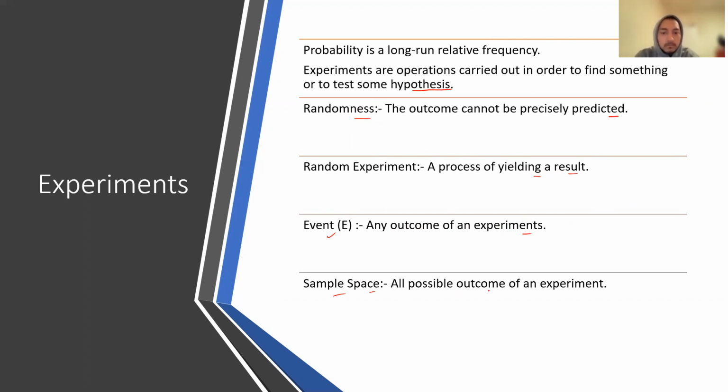And sample space is all possible outcomes of an experiment. For example, if we toss a coin, all possible outcomes will be either head or tail. If we throw a dice, the dice can show one, two, three, four, five, or six, because a dice has six faces, right? So these six outputs are our sample space. It is denoted by omega. So this is what sample space is.